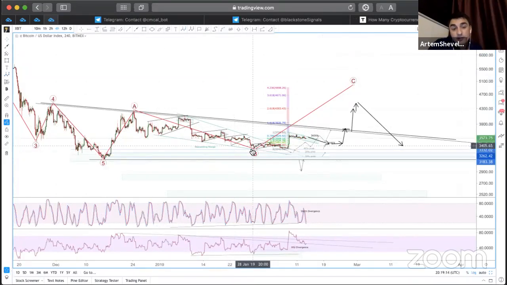To confirm the ABC leg, I have another confirmation from every side. Divergence here: we have descending lows on the price and ascending lows on the indicator. So it's a bullish divergence, and it additionally confirms the ABC leg. All right.